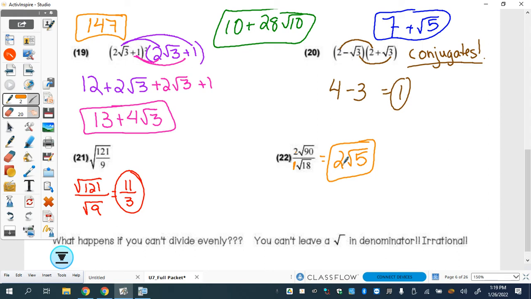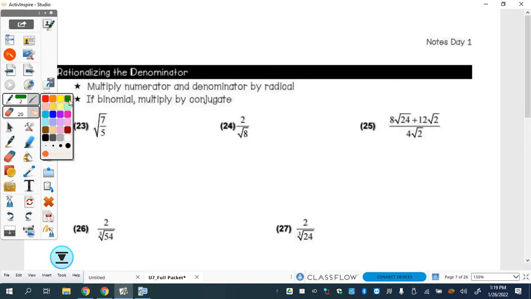There will be some instances where you cannot simply divide like that, though. So you have to remember, you cannot leave a radical in the denominator. That's not okay. So we have to do the process known as rationalizing the denominator. So taking a look at that first one, I can't divide 7 by 5. I would get a decimal. So I'm going to first rewrite this as the square root of 7 over the square root of 5.